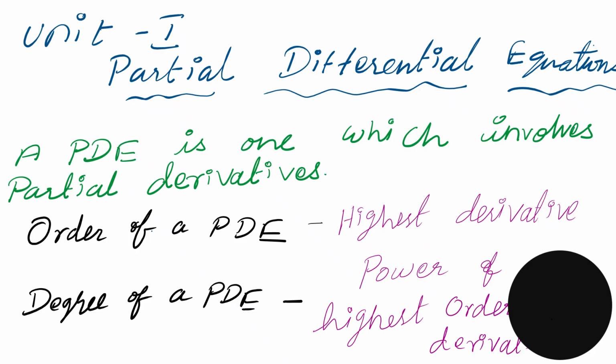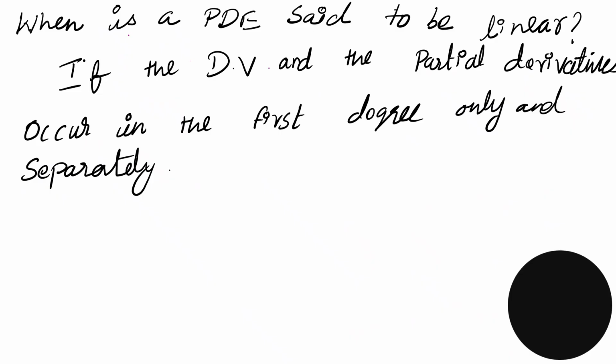First, we have to know what the order and degree of a PDE are. How to find them? Order is nothing but the highest derivative. Degree is the power of the highest order derivative. So, we have to see the examples. But before that, we want to know what is linear. A PDE is said to be linear if the dependent variable and the partial derivatives occur in the first degree only and separately.